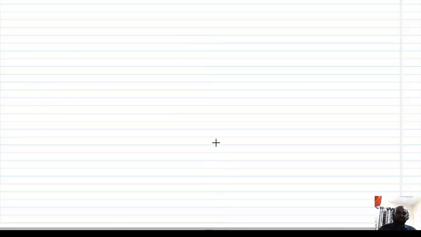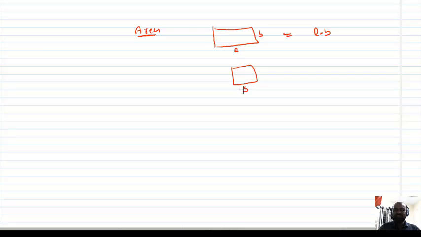What is area generally in mathematics? The 2D surface covered by a figure is called its area. For example, a rectangle is given. Its length is L, breadth is B. I can say its area is L into B. A square is given, for example side is S. So what is the 2D surface occupied by this figure? By the standard definition, S square units.